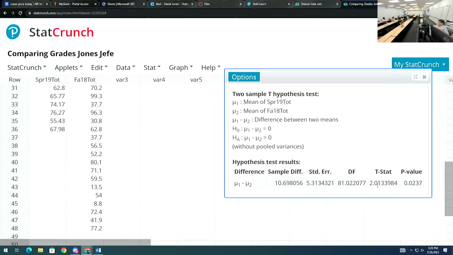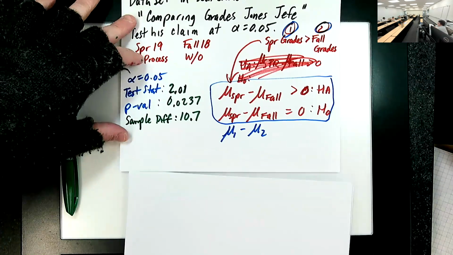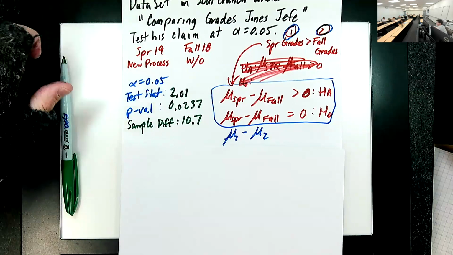I get a t-stat of 2.01. I get a p-value of 0.0237. And in the sample difference, we don't need it, but I'm going to point out what it means. The sample difference here says 10.69 or 10.7. I'll reference the sample difference in a second. We're going to just finish the test first.